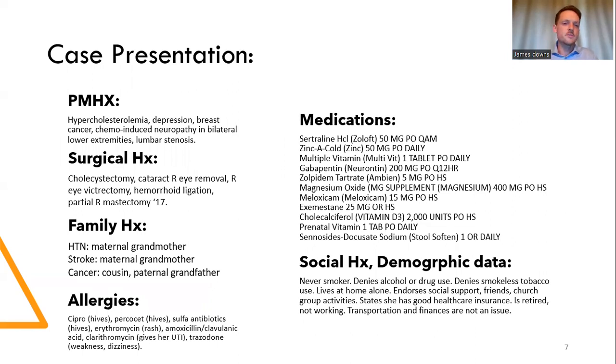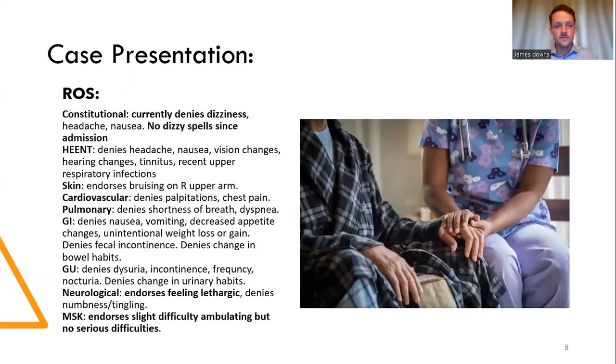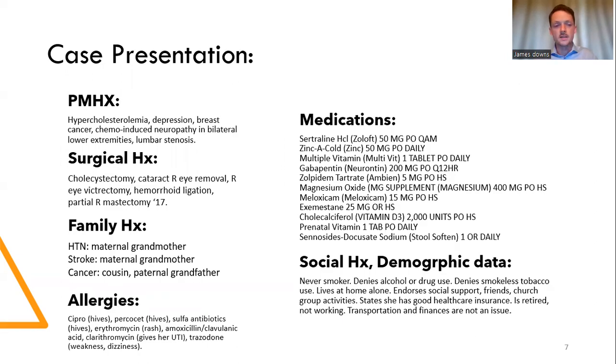Past medical history includes depression, breast cancer, and chemo-induced neuropathy in the bilateral lower extremities, which is a pretty significant contributor to her falling in the past. Surgical history includes cholecystectomy, right cataract removal and vitrectomy, hemorrhoid ligation, and partial right mastectomy in 2017. Family history: hypertension and stroke in maternal grandmother; paternal grandfather and cousin have cancer. Allergies are listed below. Current medications: sertraline, zinc, multivitamin, gabapentin, Ambien, Mag-Ox, meloxicam, exemestane, vitamin D, another vitamin, and Senna-S.